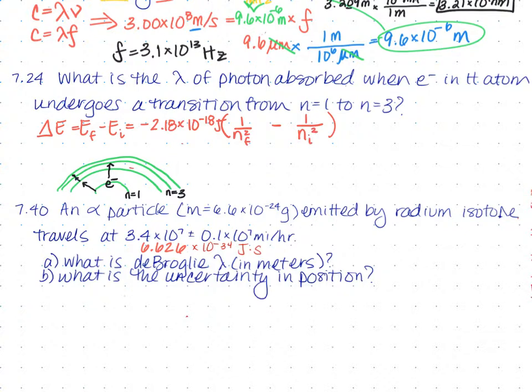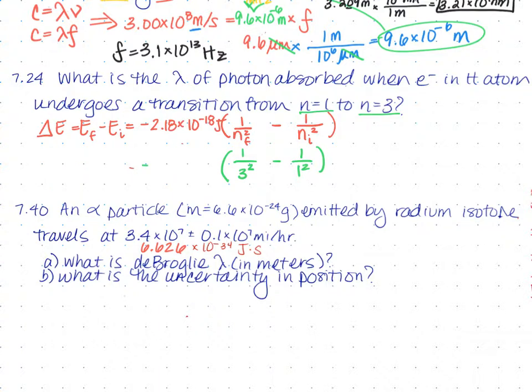Since this question says that the electron transitioned from n equals 1 to n equals 3, my final is going to be 3, and I'll square it. My initial is where it came from, so that's n equals 1 squared. This is going to give me the energy change of the electron, and it's also going to give me the energy of the photon that was absorbed.